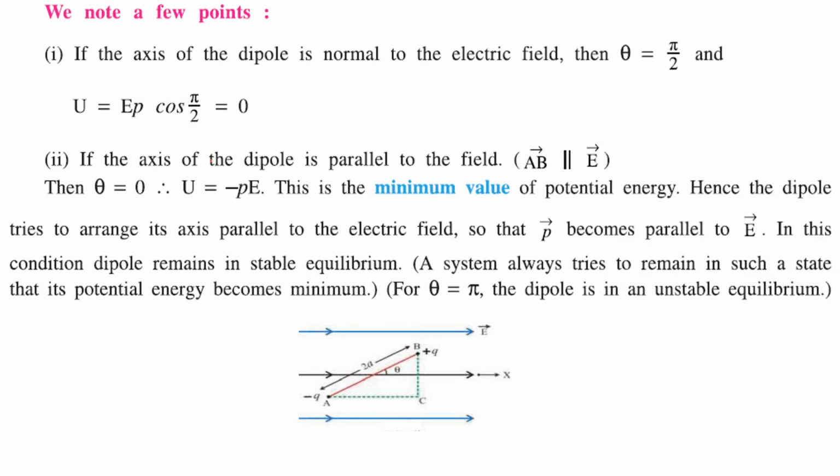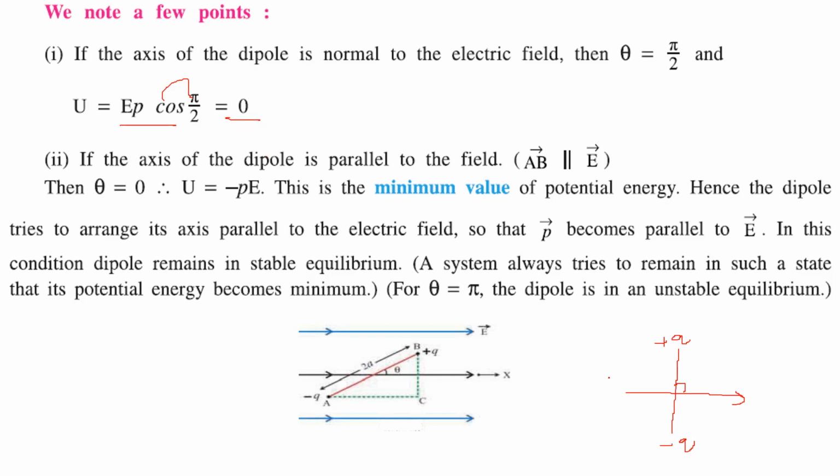So what we should note here, because cos theta is involved, if the axis of the dipole is normal to the electric field, that is theta equal to pi by 2. This is the electric field and this is the dipole, say minus q plus q. This is 90 degrees. So when this is 90 degrees, this E dot P will become EP cos theta. Theta is 90 degrees. So cos 90 is 0. So this potential energy of a dipole becomes 0.